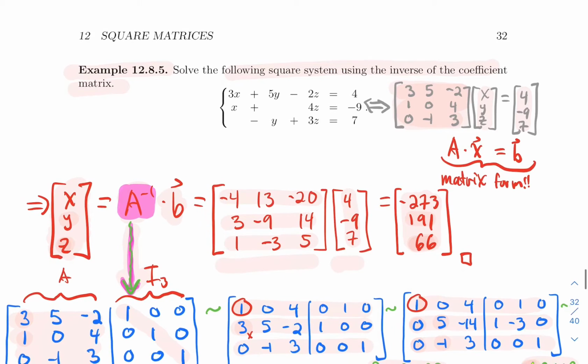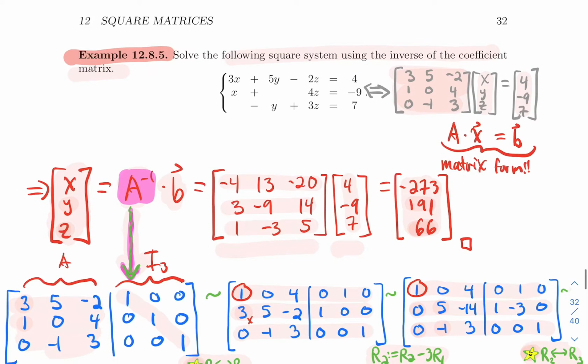Now the last example, same thing here. We want to solve the following square system using the inverse of a matrix. So here, first you write your system in matrix form. The coefficient matrix is 3, 5, minus 2, 1, 0, 4, and 0, minus 1, 3. That's my A matrix. My X vector is X, Y, Z. My B vector is 4, minus 9, 7.